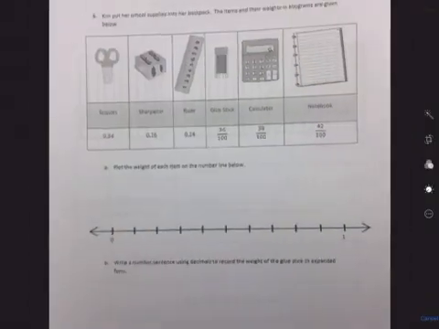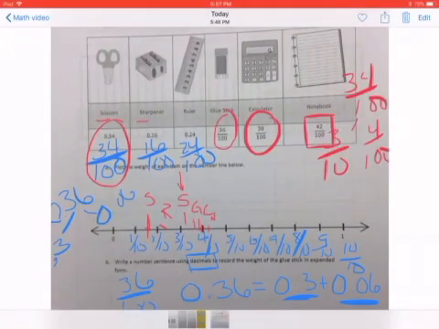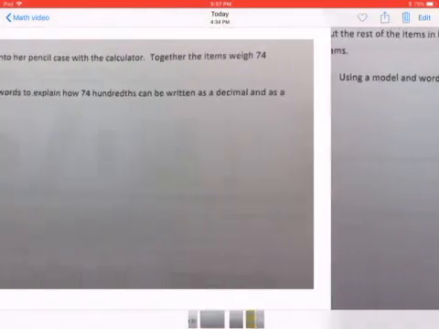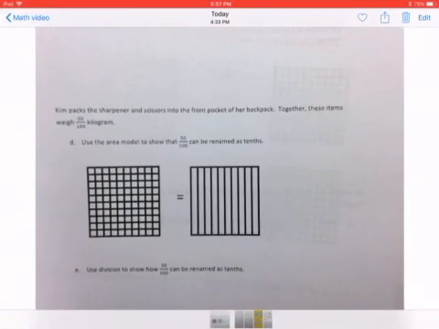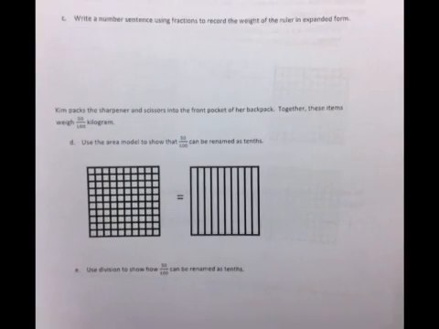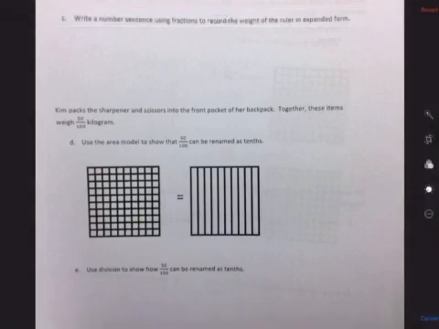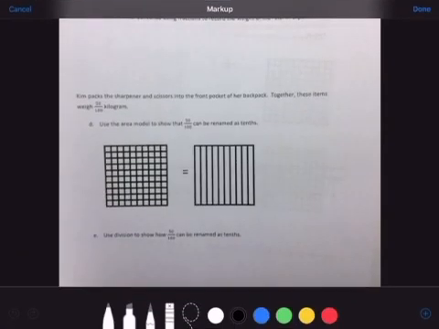Now I'm going to go look at C, which is actually very similar to B. So here C says, write a number sentence using fractions to record the weight of the ruler in expanded form. So you've got to make sure that you know how much the ruler weighed, or the mass of the ruler. And the ruler was 0.24.